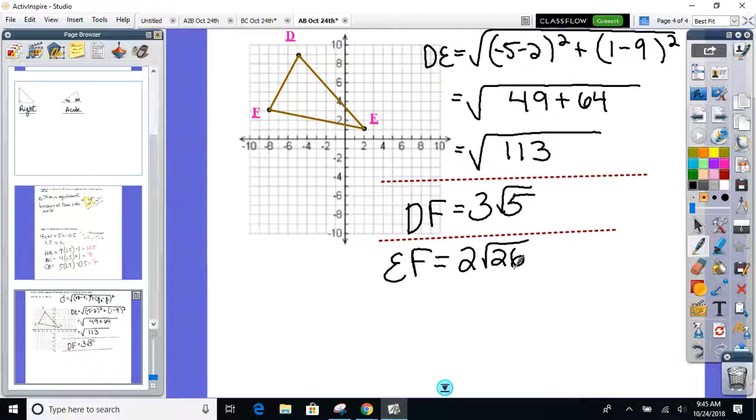All right, what do we notice about all three side lengths? They're all different, meaning this is a scalene triangle. So we'll just write a little statement at the bottom. Triangle DEF is scalene because all three sides are different lengths.